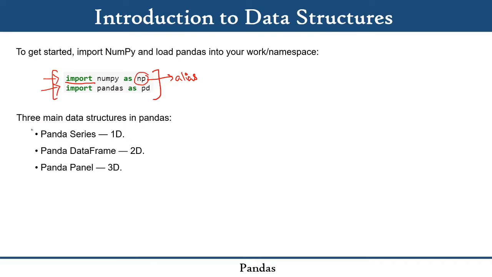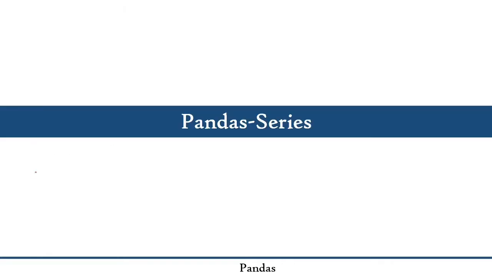Three main data structures are present in Pandas. One is Pandas series, which is a one-dimensional array. Then Pandas data frame, which is a two-dimensional array. Then Pandas panel, which is 3D. And now in this lecture, we move to discuss the first one, Pandas series.